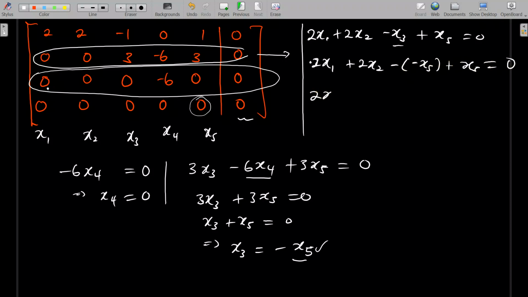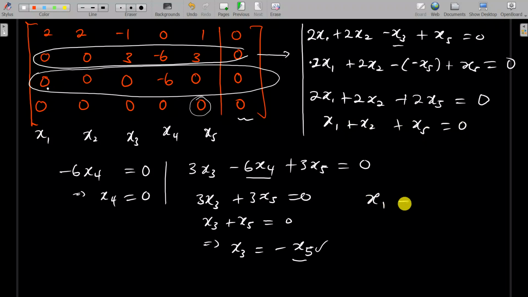Now this is 2x1 plus 2x2 plus 2x5, if you do the summation very well, is equal to 0. If I divide through by 2, I'm going to have x1 plus x2 plus x5 is equal to 0. Now I can only write x1 in terms of these two, so negative x2 minus x5. So this is what I have for my x1.